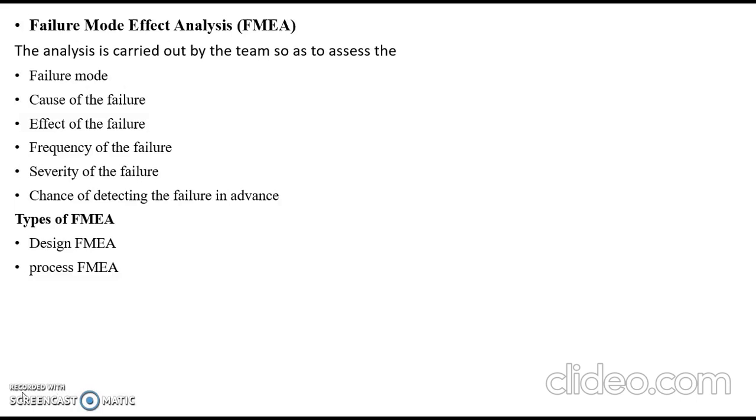First one is design FMEA or DFMEA. This design FMEA is the most commonly used tool by Six Sigma teams. A design FMEA, sometimes also called DFMEA, is the analysis of design for potential failure that could arise as a result of weakness in the design of the product rather than the process or manufacture. You only concentrate on the design. That is called design FMEA.